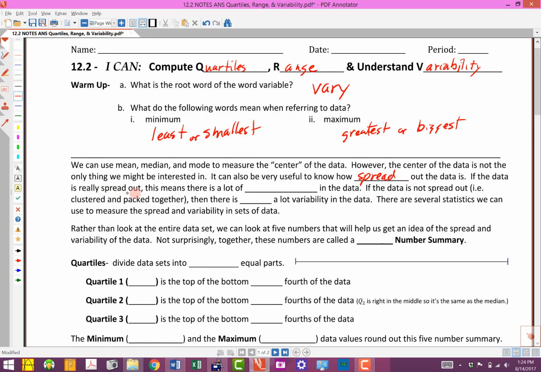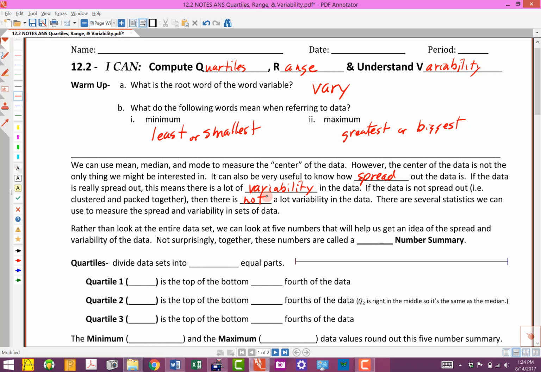If the data is really spread out, then this means there is a lot of variability in the data. So there's that word again, variability. It varies a lot. The data is really spread out. And if the data is not spread out, in other words, if it's really clustered together, packed together, then there is not a lot of variability in the data.